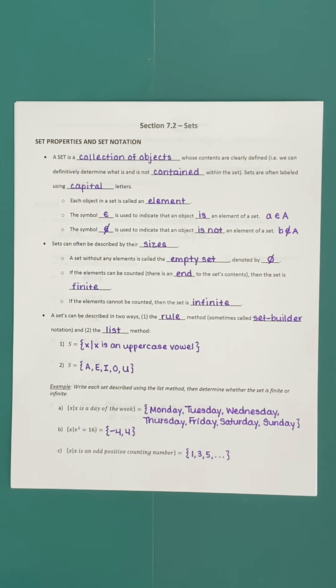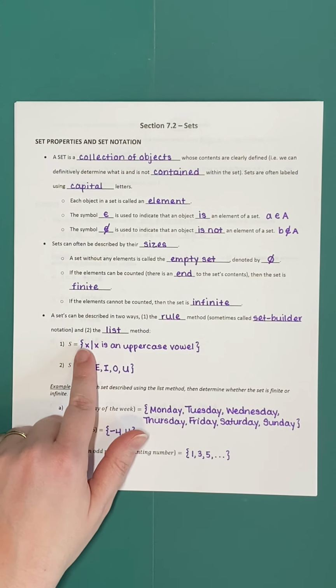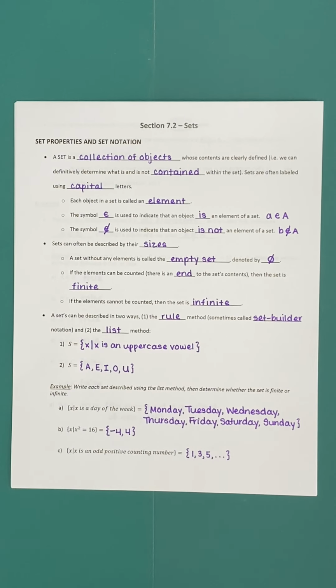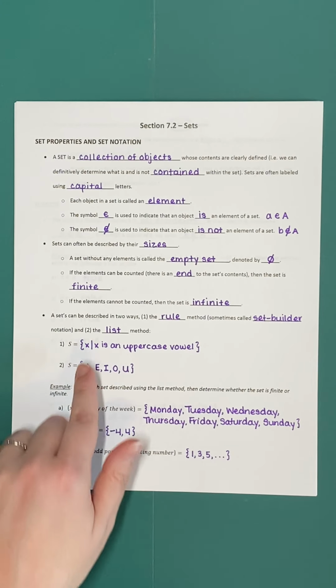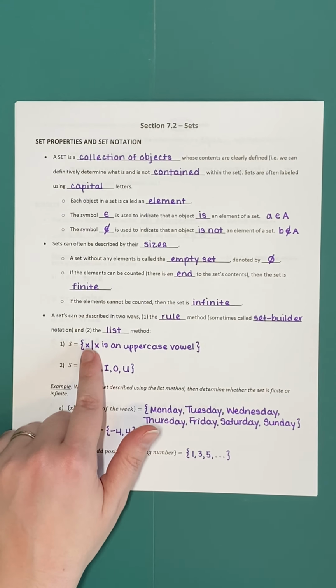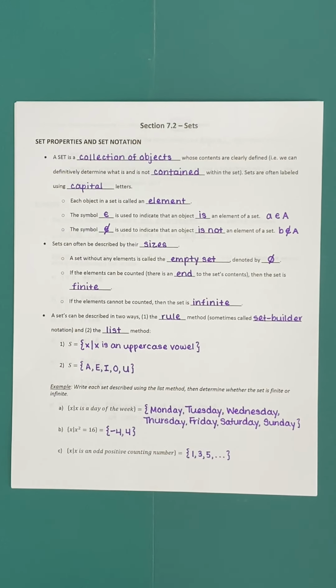So it could be a word description, it could be a description involving maybe inequality symbols, it could be a lot of different things. So essentially what's happened here is we've defined a variable, and then we've defined, using a description, all the different values that this variable could take on. So the way we would read this is the set containing all x such that x is an uppercase vowel. So that would be the set builder notation representation for this particular set that we're calling set S.